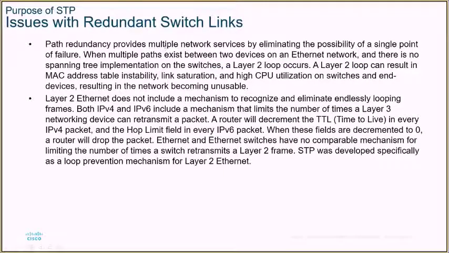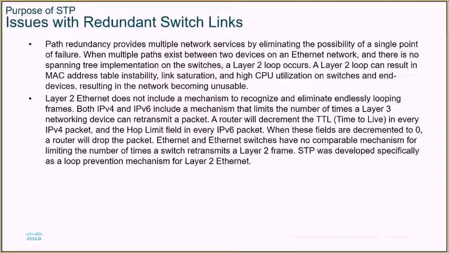Okay. So the issue is redundant switch links. Path redundancy provides multiple network services by eliminating the possibility of a single point of failure. When multiple paths exist between two devices on an Ethernet network and there is no spanning tree implementation on the switches, a Layer 2 loop occurs. A Layer 2 loop can result in MAC address table instability, link saturation, and high CPU utilization on switches and end devices, resulting in the network becoming unusable.